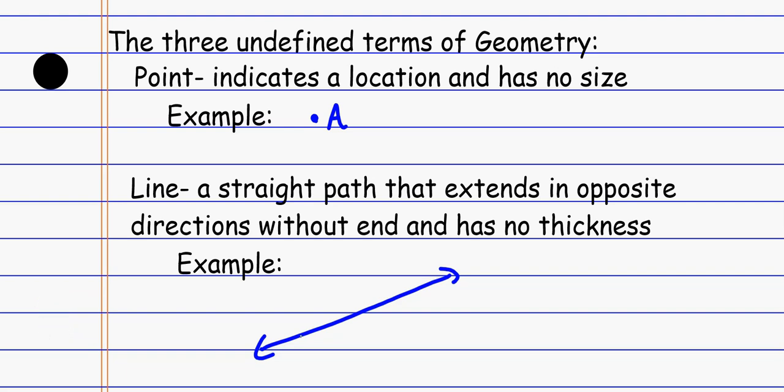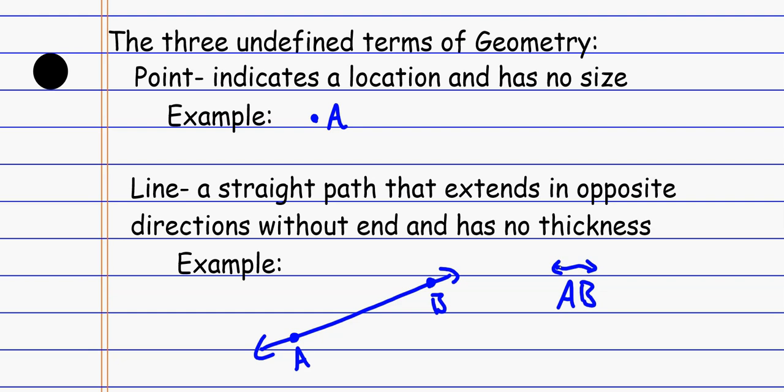There's a couple ways that we can label lines. We can label them using points. So if I have a point A and a point B on this line, I can call this line AB, and I do that by writing AB, and then I draw a little line above them. Amazing, right? The symbol for line is a little line.